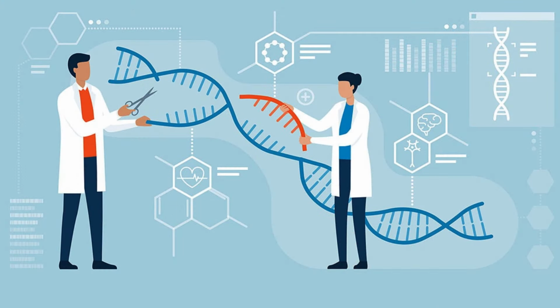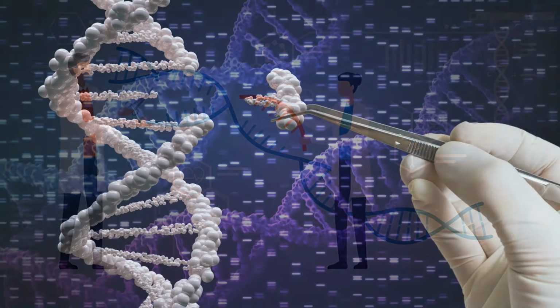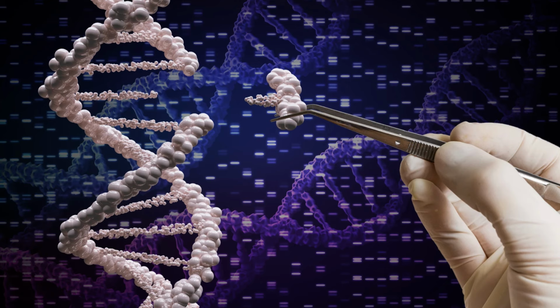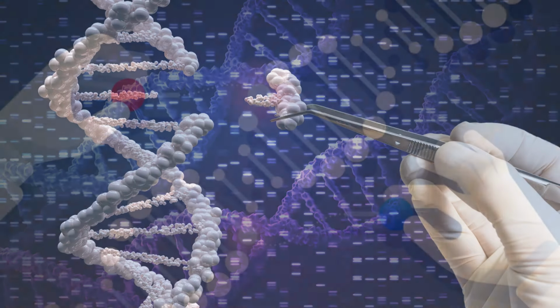DNA repair mechanisms: after the DNA is cut, the cell's repair mechanisms come into play. There are two main repair pathways, non-homologous end joining (NHEJ) and homology-directed repair (HDR). NHEJ: this repair mechanism is error-prone and often introduces small insertions or deletions at the site of the DNA cut. These changes can result in gene knockout or disruption.